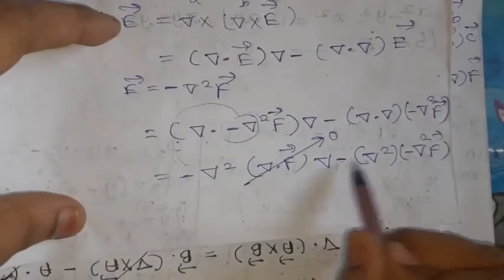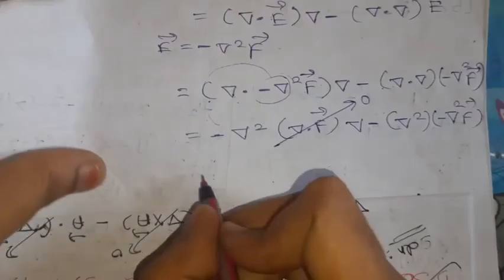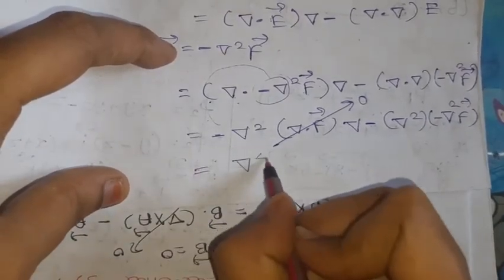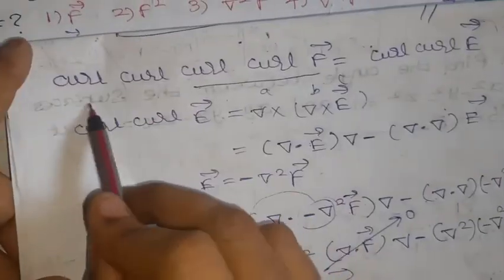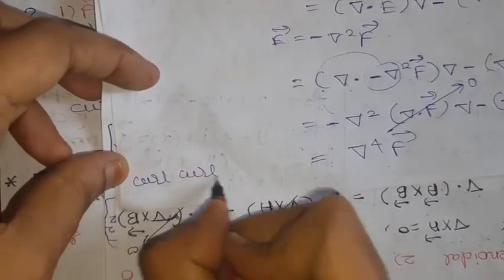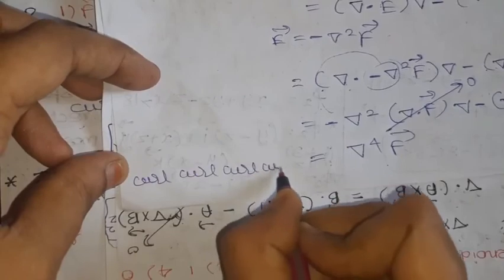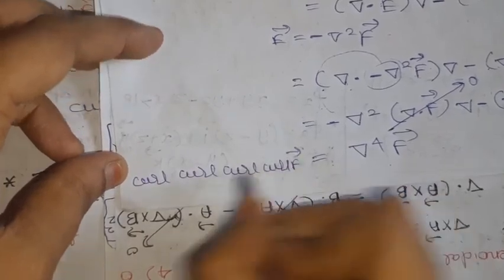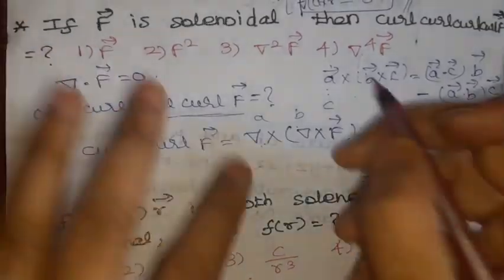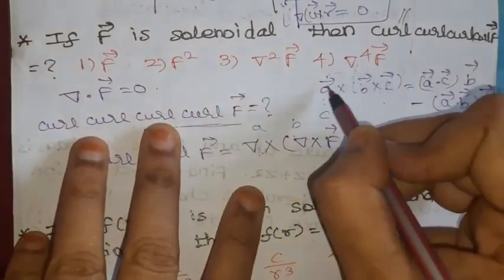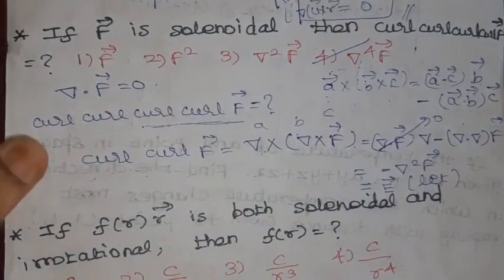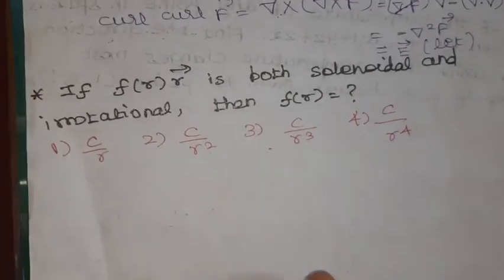What is the second term? Minus into minus gives plus del squared into del squared, del power 4, into f. So curl curl f is nothing but del power 4 f. That is the answer.